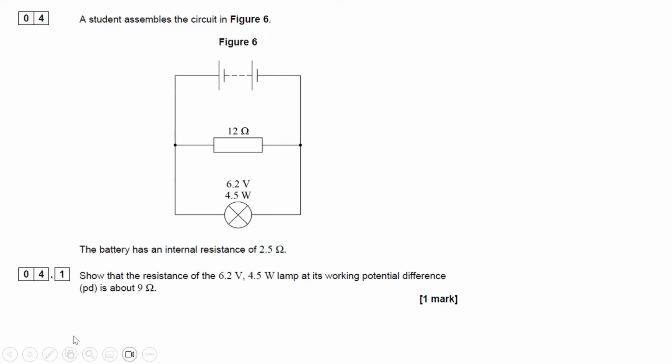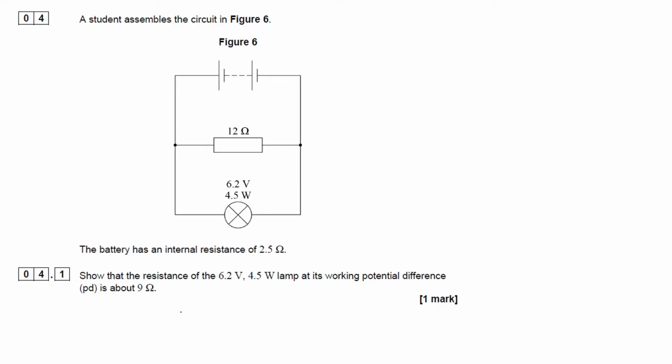In this video we'll go through question 4 of the June 2022 paper 1. So we have a circuit here, and there's a resistor and a bulb, and they've given us two values of this bulb, the power and the voltage across it, for its working potential difference. And we want to work out the resistance, or show that the resistance is about 9 ohms.